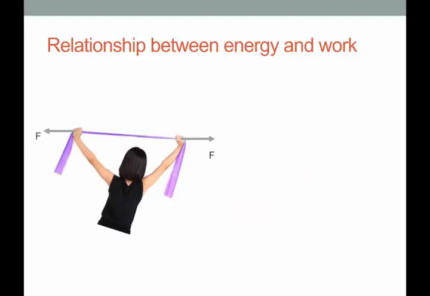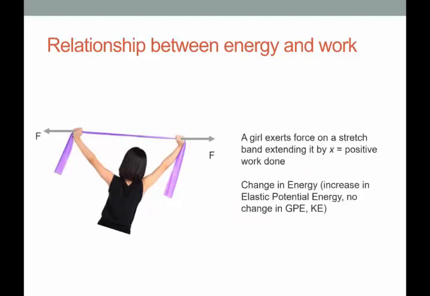The last example: a girl exerts a force on a stretch band, extending it by x. This is positive work done. The change in the energy: there is an increase in elastic potential energy, but no change in gravitational potential energy and kinetic energy.